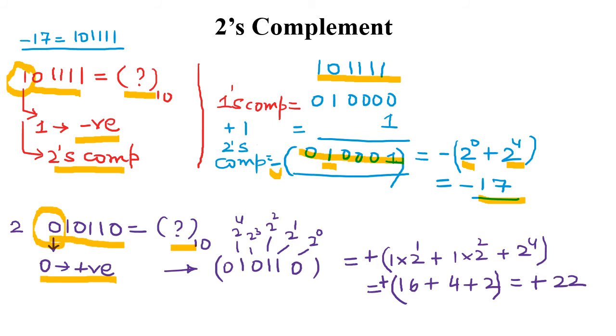So we do not have to take its 1's complement or 2's complement in case of 2's complement value. Find the magnitude of the remaining bits, that is 1 0 1 1 0. Multiply LSB by 2 to the power 0, next bit by 2 to the power 1, next by 2 to the power 2, next by 2 to the power 3, next by 2 to the power 4. This gives plus 1 into 2 to the power 1 plus 1 into 2 to the power 2 plus 1 into 2 to the power 4, which makes it 16 plus 4 plus 2, that is plus 22.